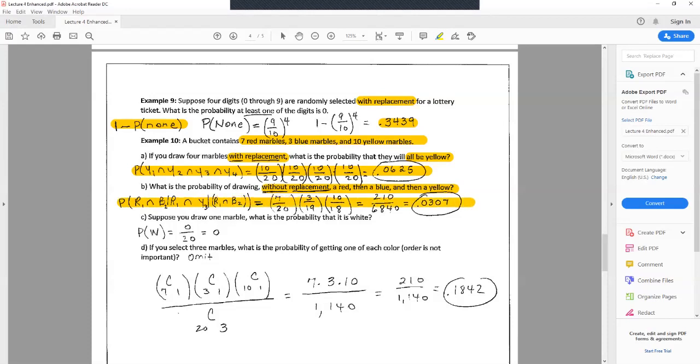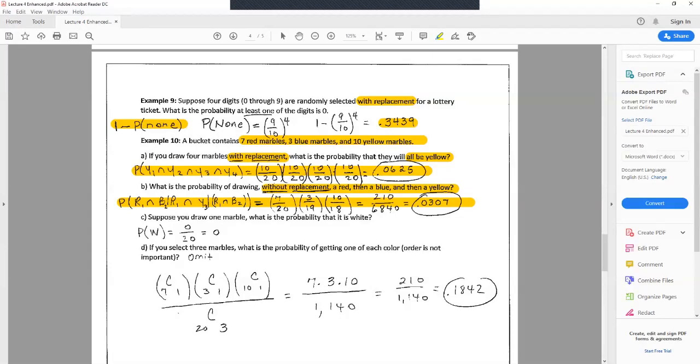So where did the 7 out of 20 come from? Well, that's the probability of drawing a red on the first draw. And since there are 7 red marbles, that's going to be 7 out of the 20. And remember, we're not replacing the marble. So we now have 19 in the bucket. So when I reach in, the probability of getting a blue is going to be 3 out of 19 because there are 3 blues in the bucket.